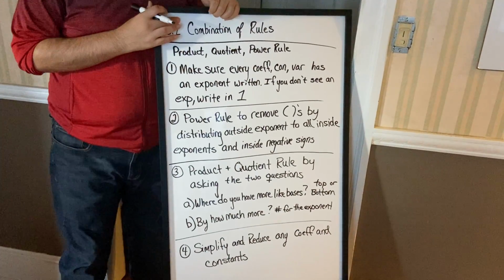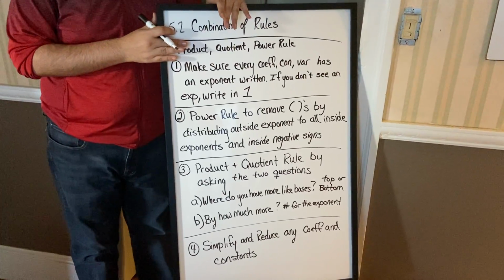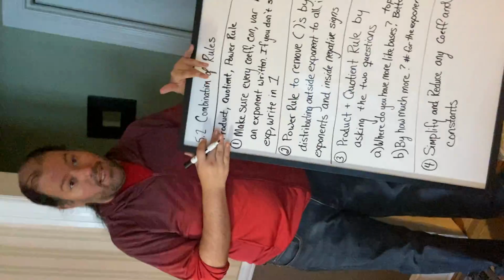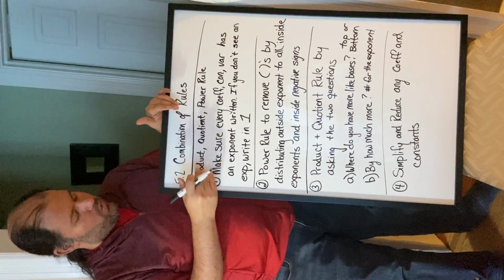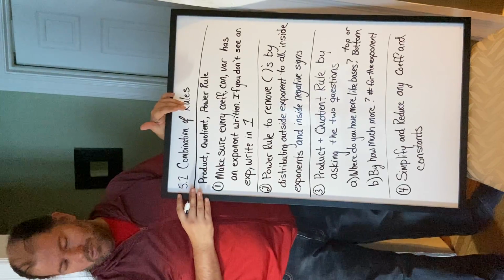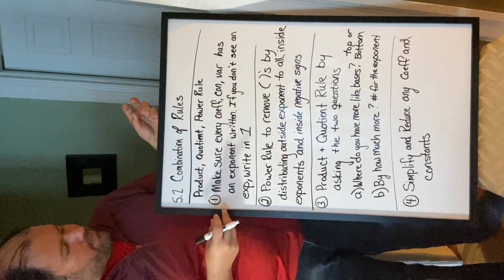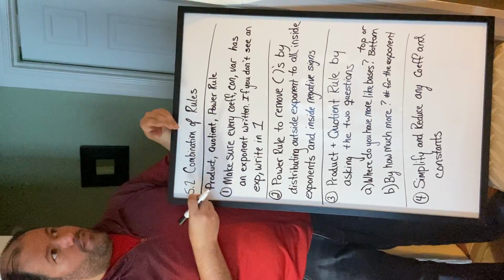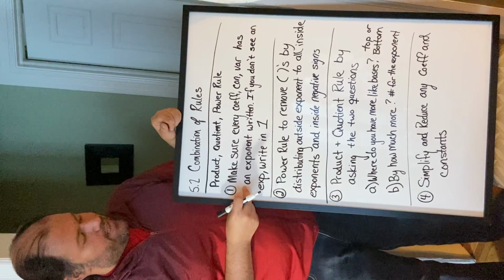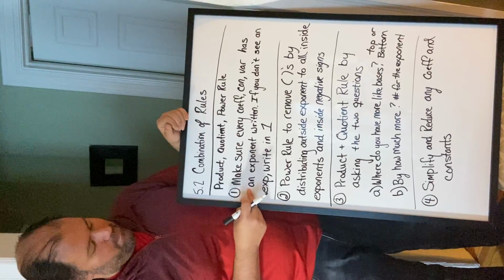Now this is again combination of rules. You're going to see things that are power rule and quotient rule and product rule. So once you see more than one rule, we're going to be using these steps. The first step is just to make sure that every coefficient, constant, and variable has an exponent written. So if you don't see an exponent, there's always an understood one.